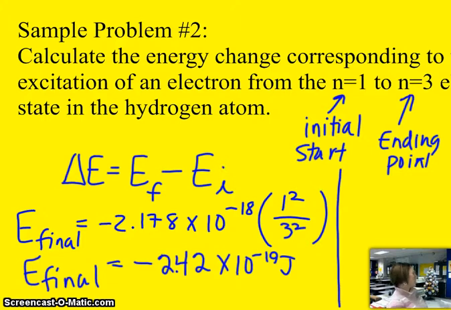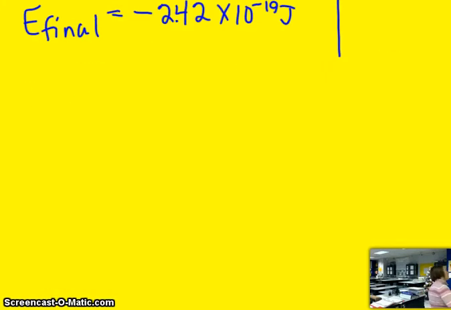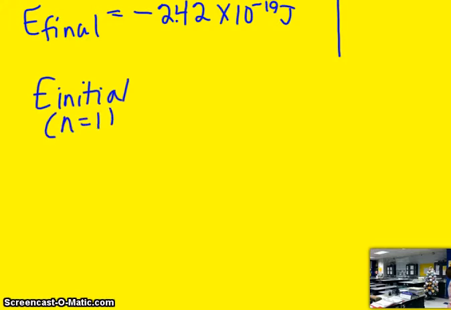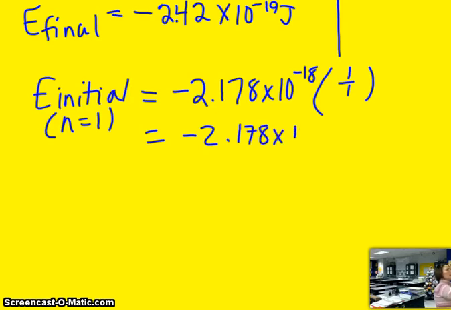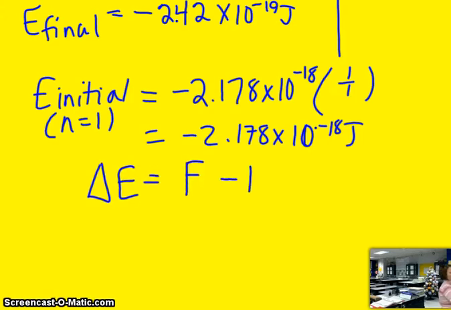We can then also calculate the energy of our initial state, which was n equals 1. It is equal to negative 2.178 times 10 to the negative 18th times 1 over 1, which is equal to negative 2.178 times 10 to the negative 18th joules. And our change in energy is always our final minus our initial. The change in anything is always final minus initial.